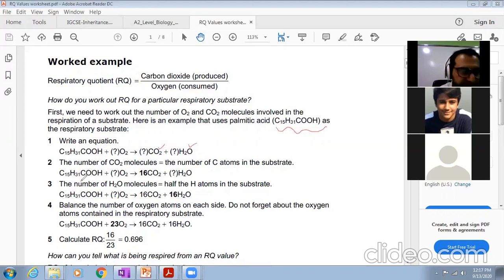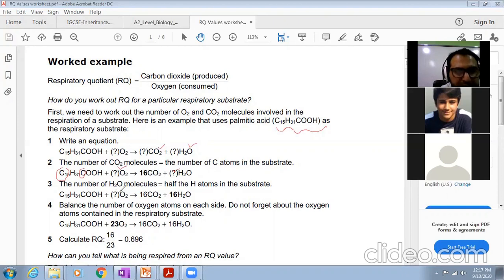So let me check how many carbon atoms we have. 1 and 15. Yes, so the total number of carbon atoms I have is 16. So I will write it like this: 16 carbon dioxide. Now, water and oxygen remain. So what value will I put?